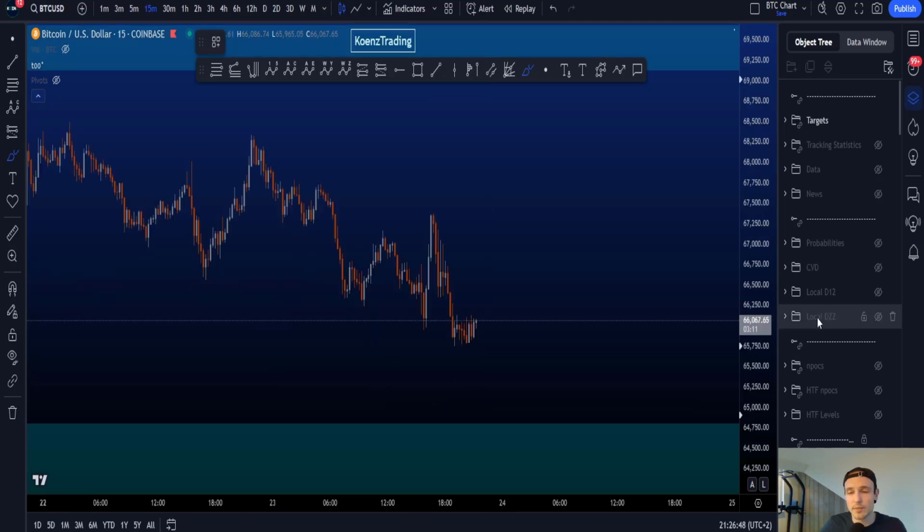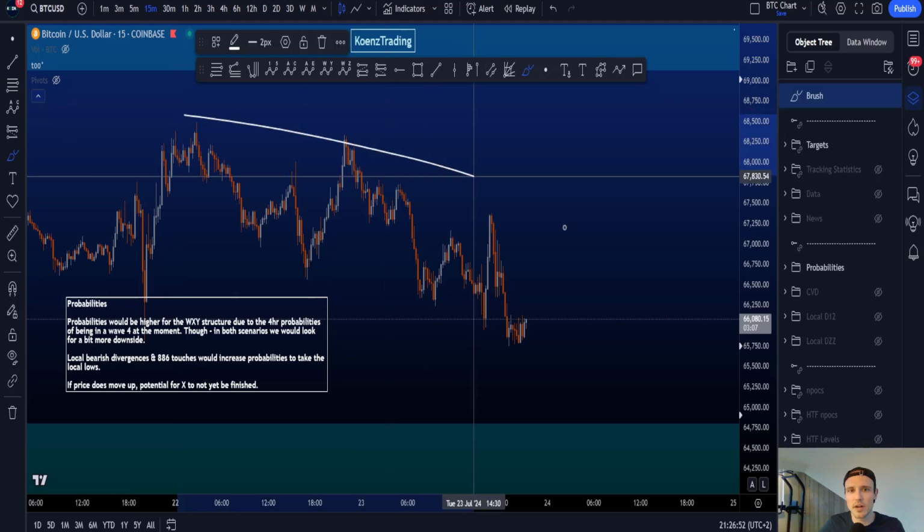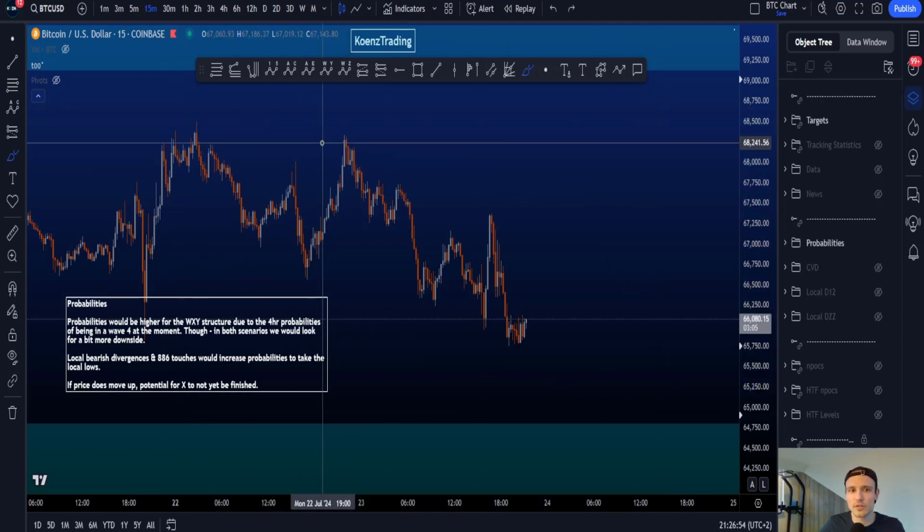If we then look at the probabilities of the different scenarios, then at the moment the probabilities are higher for a corrective structure to the downside, also because of the 4-hour probabilities. And if you haven't seen my previous video update, please click on the card showing up in the screen right now so that you know what we're looking for on the higher time frame.